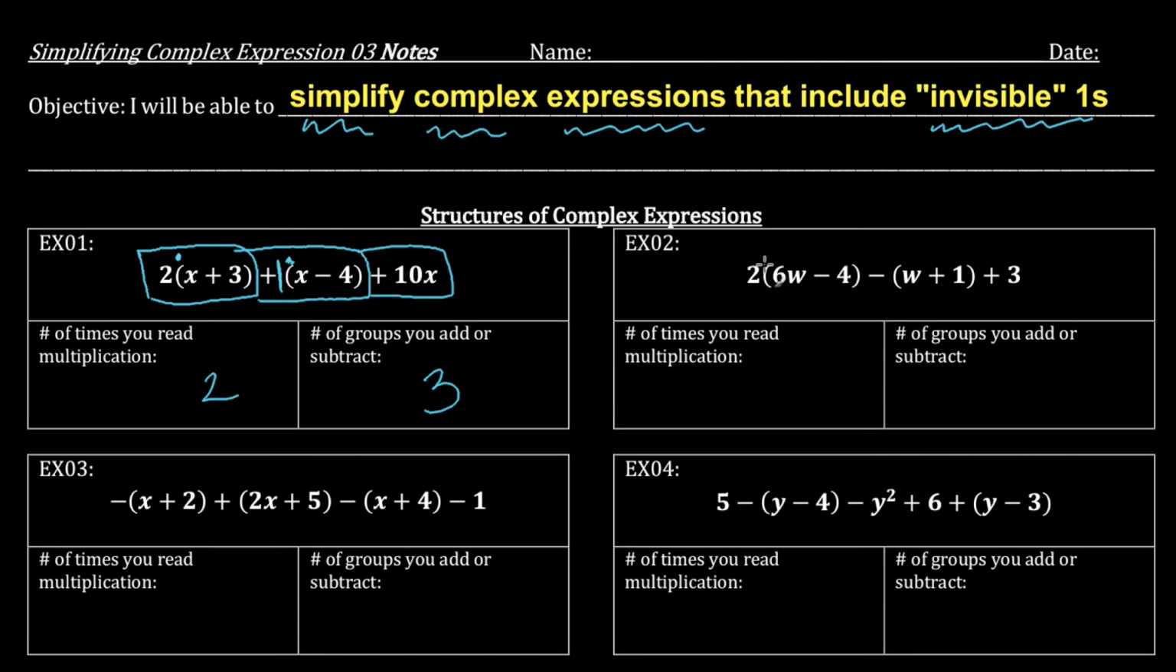In example 2, it reads 2 times 6w minus 4 minus, see how this parenthesis? Minus 1 times w plus 1 plus 3. So let's go ahead and box this. 2 times 6w minus 4 minus w plus 1 plus 3. So once again, we have these 2 places for multiplication, and we have 3 groups.